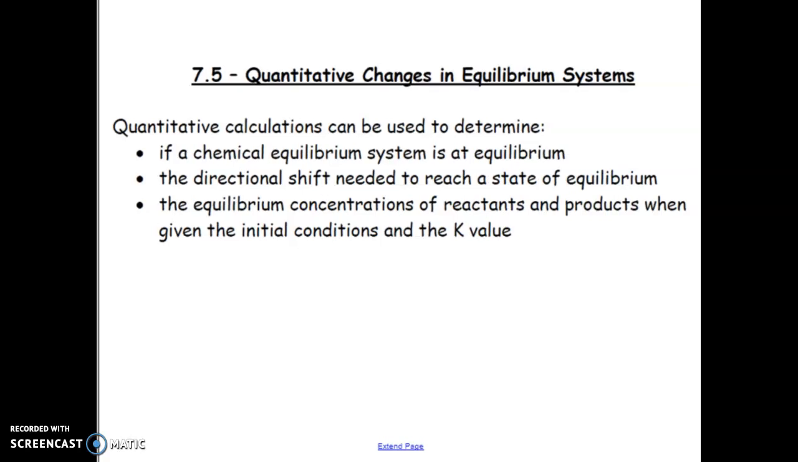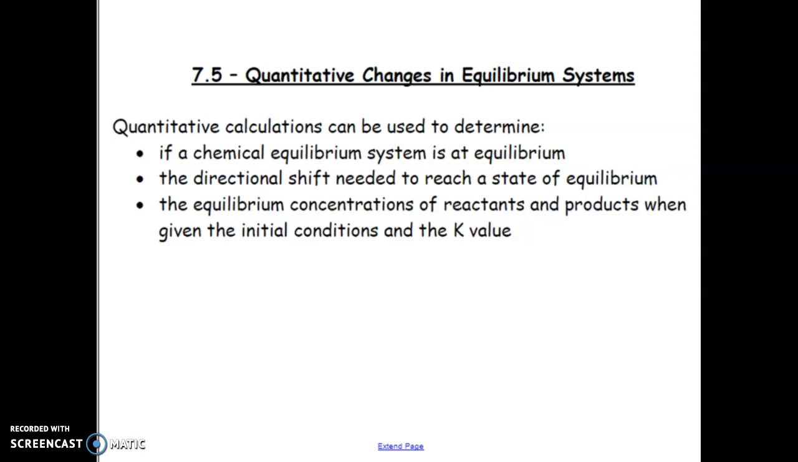Okay, so we're continuing with chapter 7 here. We spent some time looking at qualitative changes in equilibrium systems, right? So looking at things like temperature change and concentration and the shifts that happen in equilibrium systems. Either shifting towards the product side, by having the forward reaction increase in rate, or shifting to the left, to the reactant side, where the reverse reaction is increasing in rate.